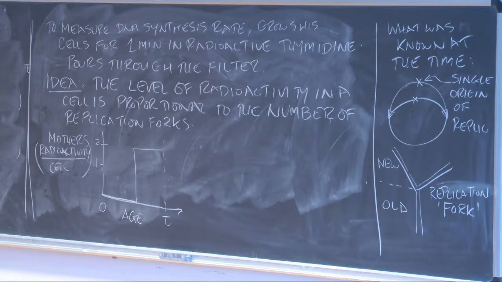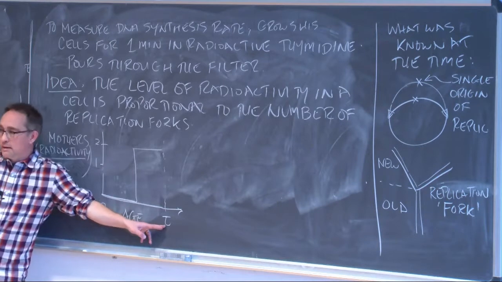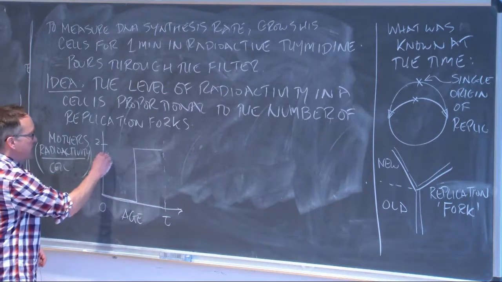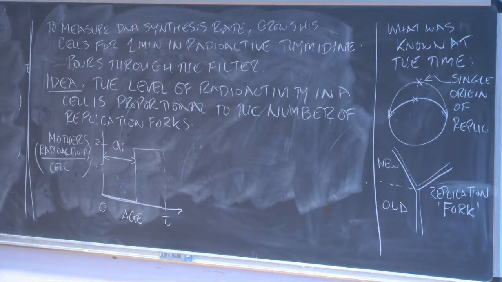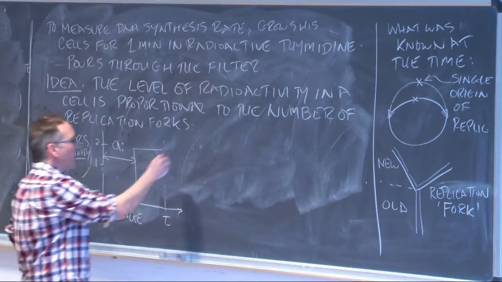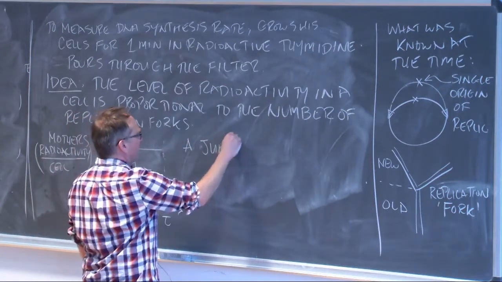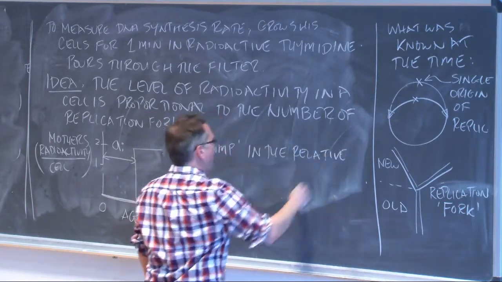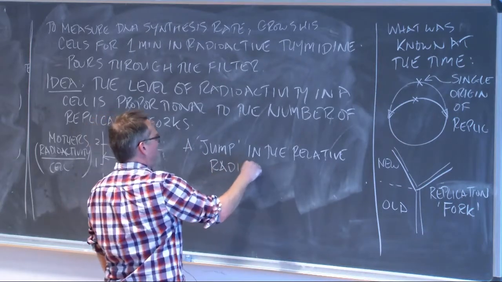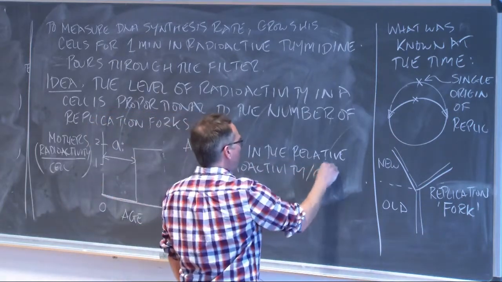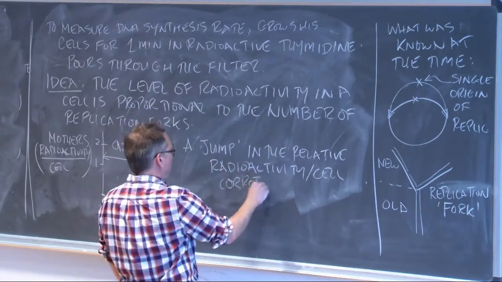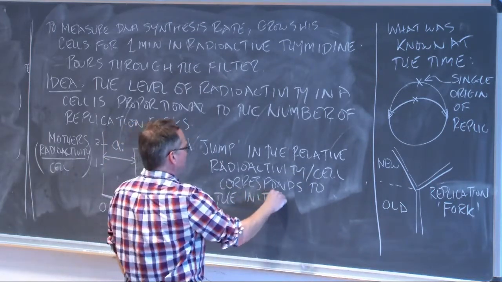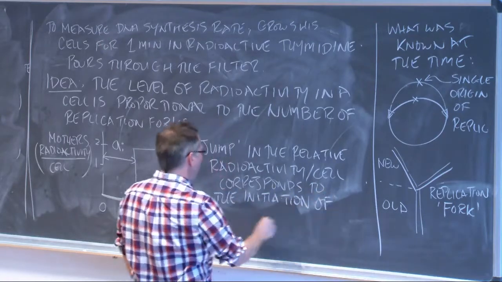What does a change represent? Pardon me? So division happens at the end here. Right. So this age at which you see a jump corresponds to, so a jump, let me write it out and let's talk about it. A jump in the relative radioactivity per cell corresponds to the initiation of DNA replication.